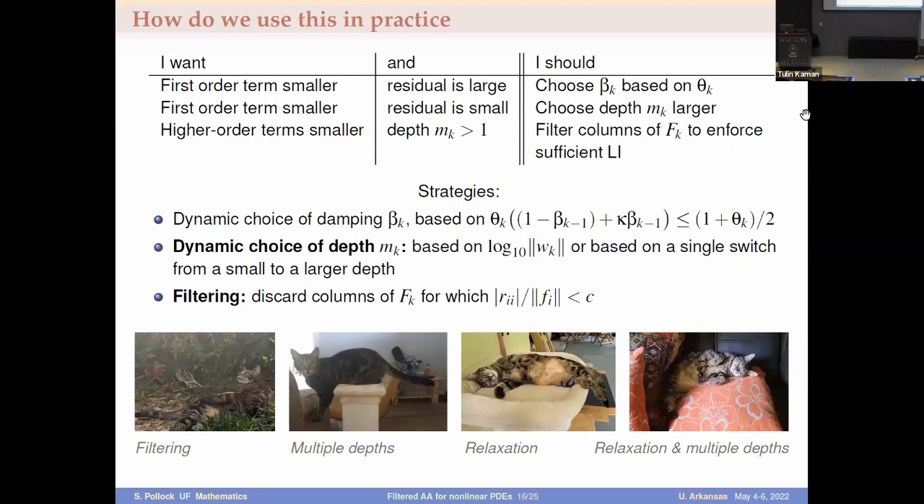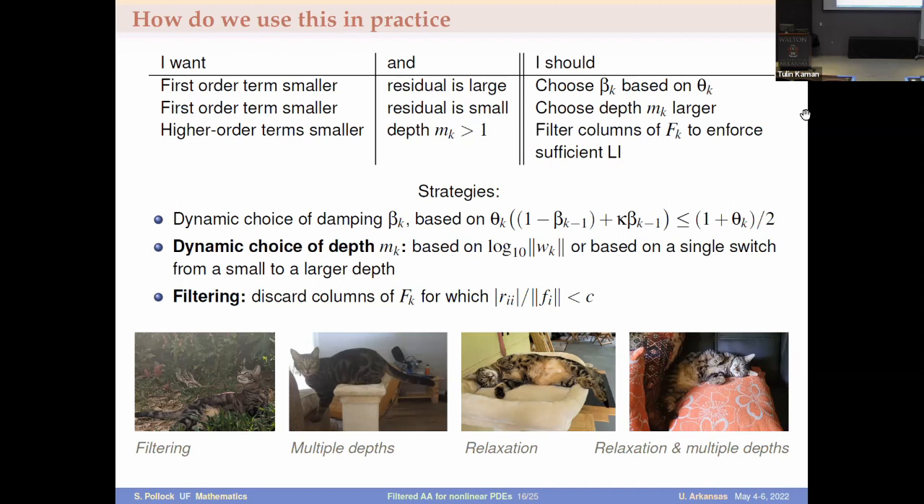So now we want to talk about how we actually use this in practice. If I want my first order term smaller and the residual is large, then I don't want to increase my gain factor, because I don't want to increase the depth, which could decrease the gain factor, but it would be outweighed because my higher order terms would pile up and I wouldn't converge. So instead, that's where I really want to choose my damping or relaxation factor. And I can do it based on the gain factor.